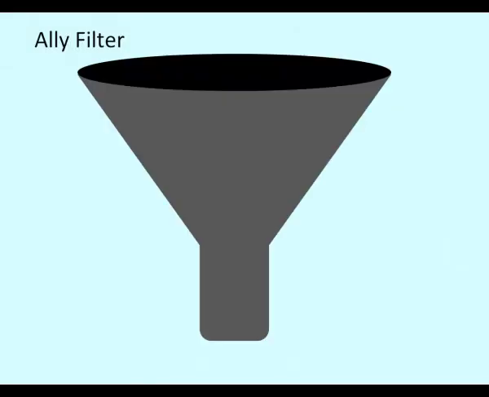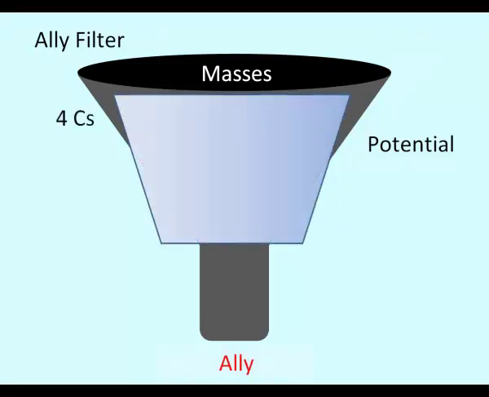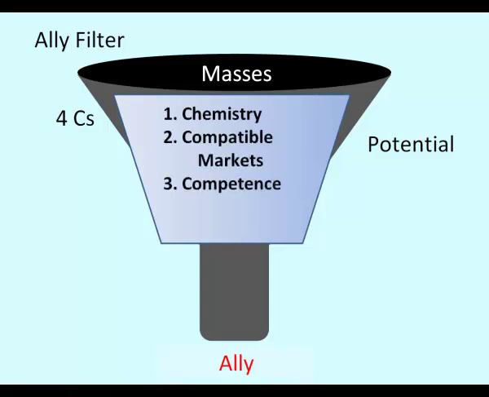It starts with an ally filter. This weeds through the masses quickly, identifies the potentials, and ultimately, the allies. It uses a criteria we'll call the 4 C's. They are chemistry, compatible markets, competence, and collaborative mindset. The first 2 are easy.